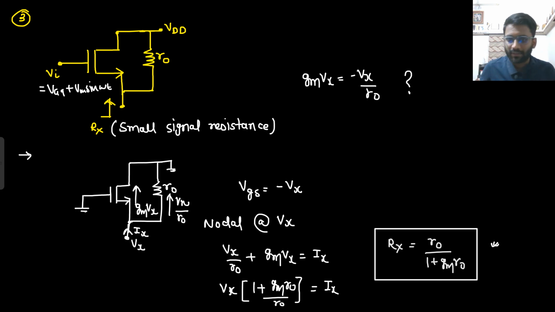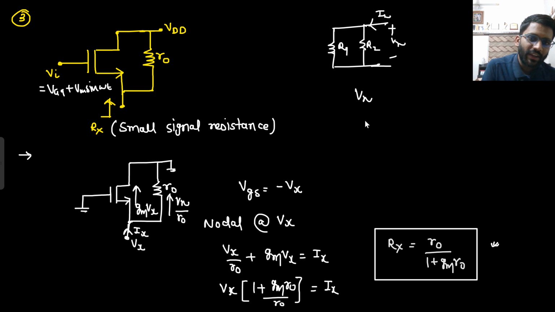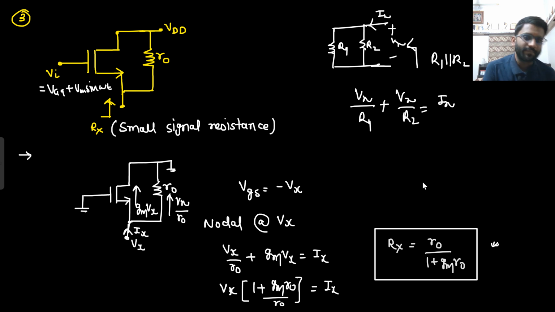Now tell me one more thing. First let's remove this. If this was the scene, that R1 was here, R2 was here, and I was applying Vx here and I was getting Ix out of it. So what did I write? Vx by R1. I knew one thing, the answer would be R1 parallel R2. I can directly see. But what did I write? Vx by R1 plus Vx by R2 is equal to Ix. So my answer was this resistance parallel with this resistance, R1 parallel R2.